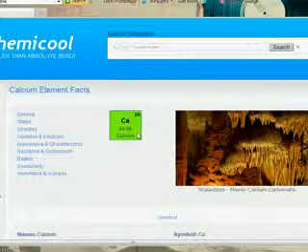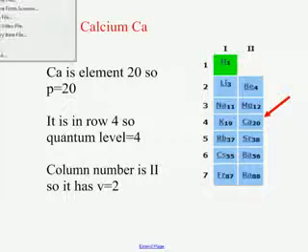Now you see that calcium is element 20. That means it must have 20 protons. Very good. But you also see that the weight of calcium is 40.08. Don't worry about the 0.08. We'll just round it and keep it simple for now. So let's suppose that the weight is 40.